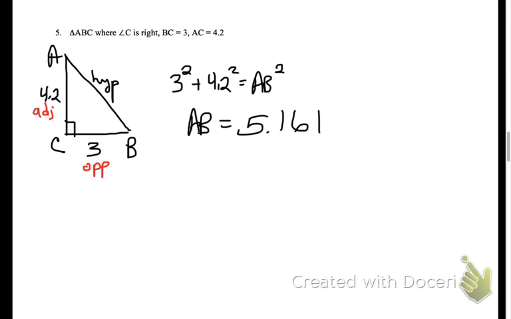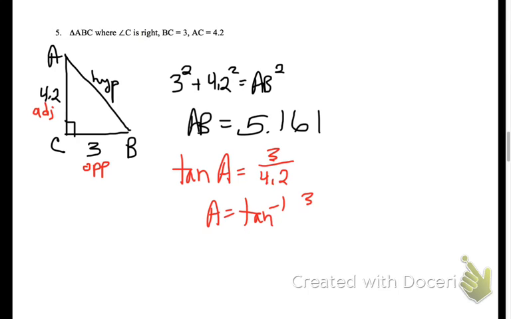So the trig function for angle A that involves the opposite and the adjacent is the tangent. So the tangent of A is the opposite over the adjacent. Well, we can use the inverse tangent then to solve for A, and that's going to get an angle measurement of 35.538 degrees if we round.